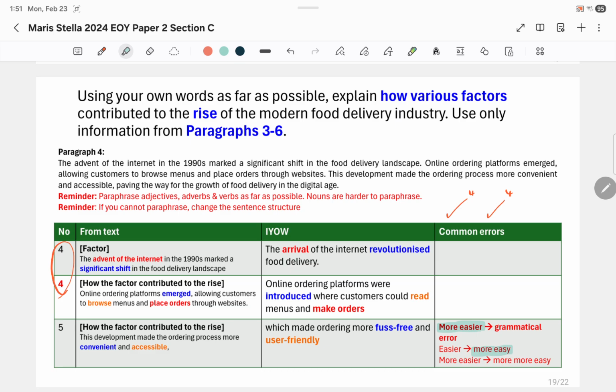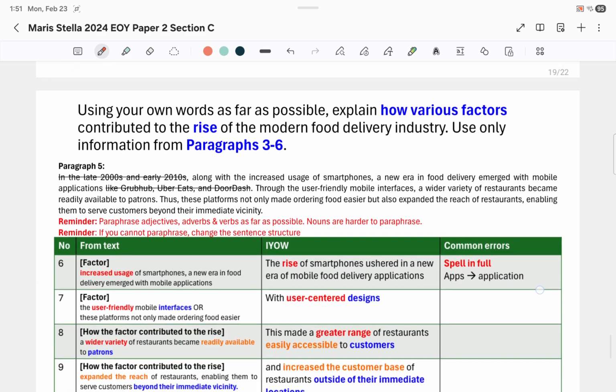So whenever you see that it's already in its comparative form, meaning to say that it's with the ER, this is the comparative form. Don't put a more, it's already embedded within the word itself. Okay, this here is the superlative form. So easier, easiest. Easier, easiest. You don't say more easiest or most easiest. It's just redundant. Okay. Next, paragraph 5.